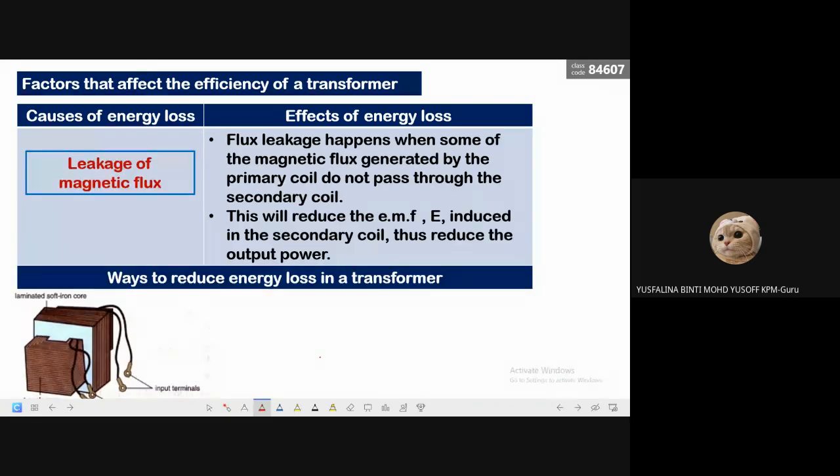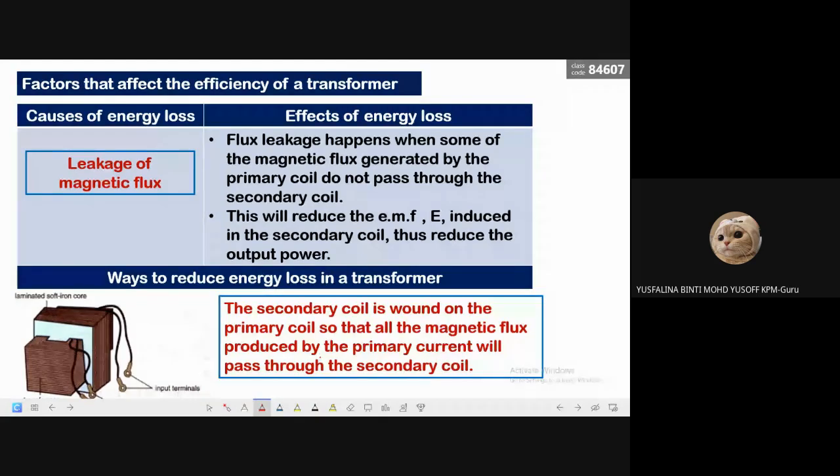Alright, the next part, flux leakage. This one I already explained, right? Not all the magnetic field will flow through the transformer. Some of it will come outside from the transformer. So of course there will be a leakage. It does not pass through the secondary core. So this will reduce the EMF. It means the current or the power, the voltage that we produce in the secondary core also will be less because there is a leakage of the EMF there.